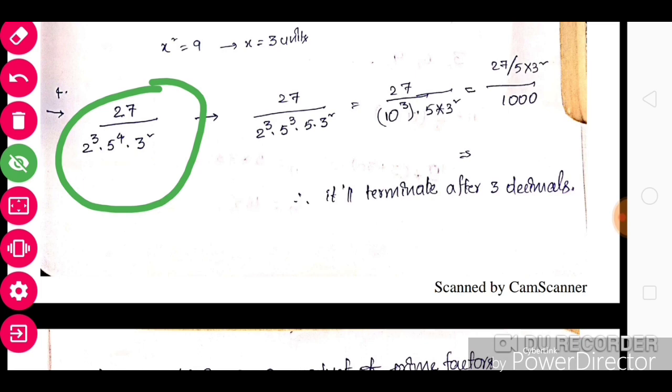into 5 power n. It should contain powers of 2 and powers of 5. Here if you see, the power of 2 is 3, power of 5 is 4. But without 2 we cannot use only 5, or without 5 we cannot simply use 2. So ultimately we can form 2 power 3 into 5 power 3, that means 10 power 3. So 27 by 10 cube means 1000 will come. So ultimately the fraction will terminate after 3 decimals.